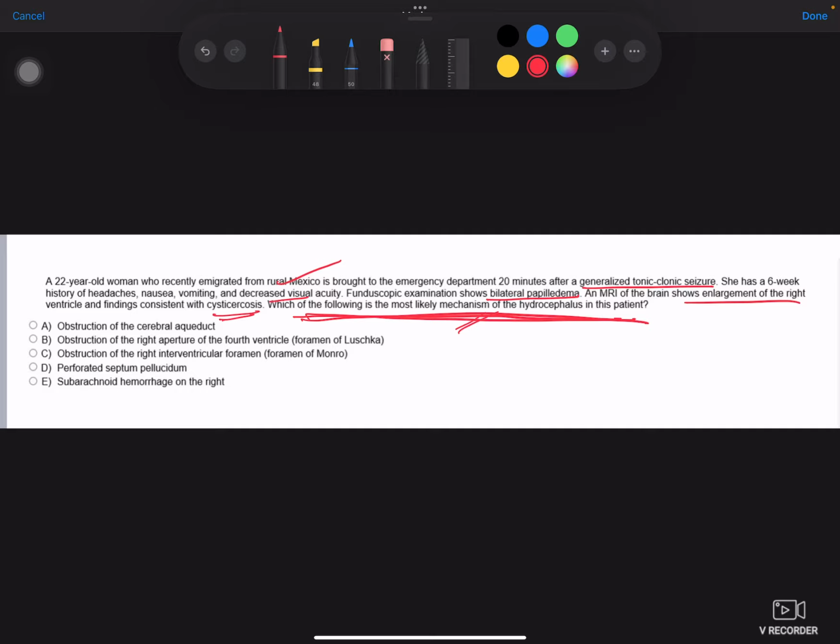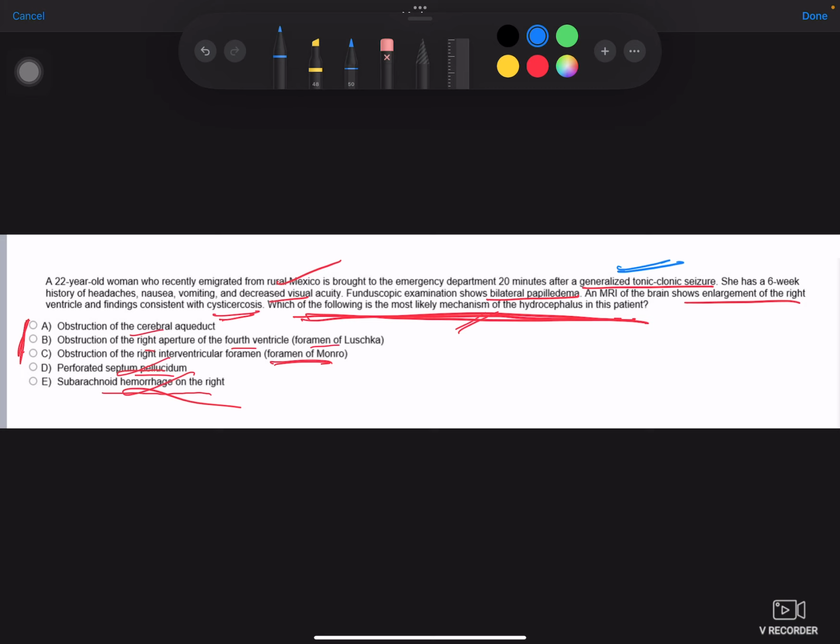So here, what can be the answer? Obstruction of the cerebral aqueduct, obstruction of the right aperture of the fourth ventricle, Luschka or Monro, and perforated septum pellucidum. No. Arachnoid hemorrhage on the right. No. Let's see. This should be the answers. A woman comes to the emergency department with GTCS, headache and fundoscopic findings, MRI of the brain showing enlargement of the right ventricle, findings consistent with cysticercosis. Most likely mechanism?